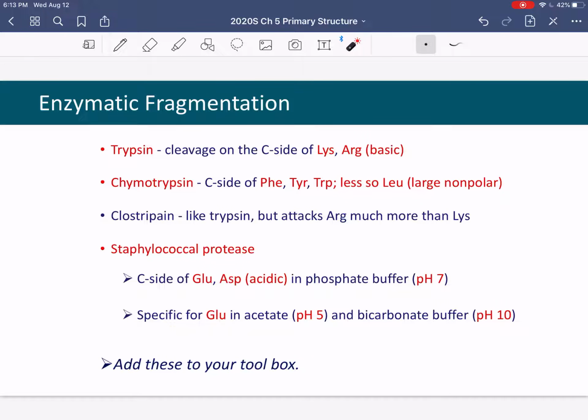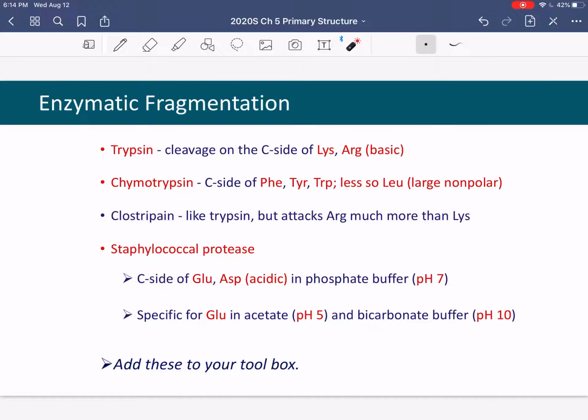lysines and arginines. Chymotrypsin aids the addition of water across the peptide bonds following a phenylalanine, a tyrosine, or a tryptophan. Occasionally, you'll get cleavage after a leucine, so large nonpolars or aromatics. We aren't going to study clostripain. We already have trypsin. Staph protease is interesting, and it can be exploited because of its unique specificity.